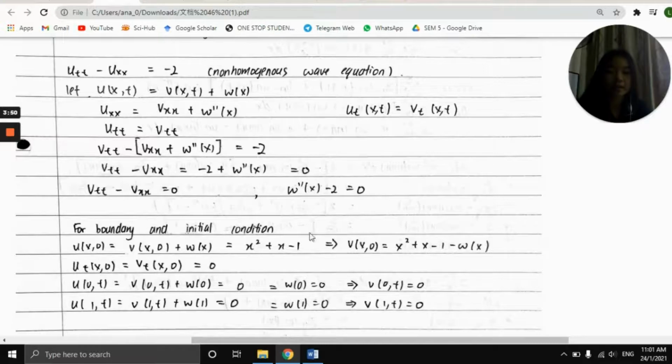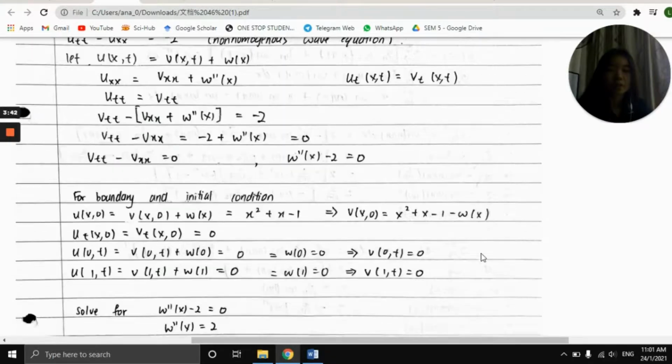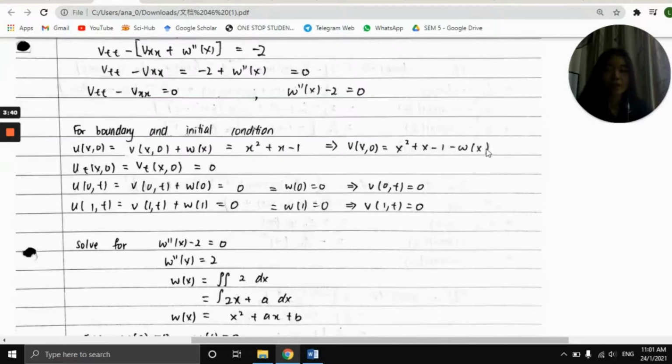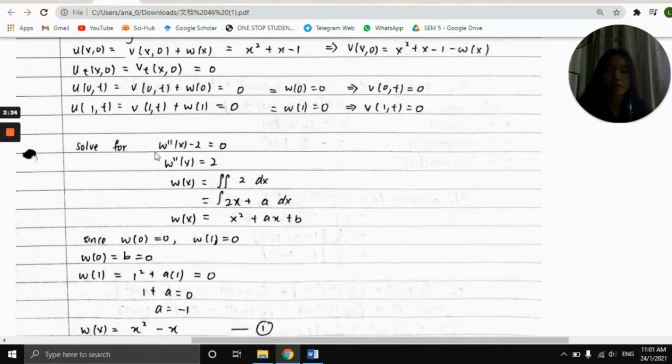We will get the v_xx(0) will be x squared plus x minus 1 minus w(x). So now we are going to solve for our w(x), and we need to substitute the equation into the v(x,0) later. So firstly, we solve for our w. We integrate w double prime of x equal to 2. So we get w(x) is equal to x squared plus ax plus b. The a and b will be our constants.